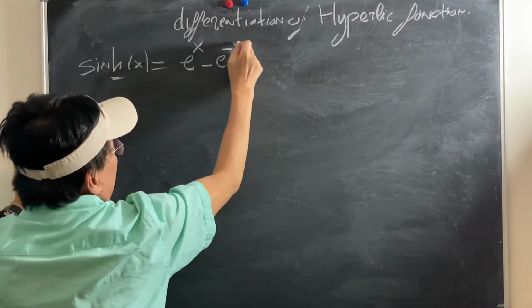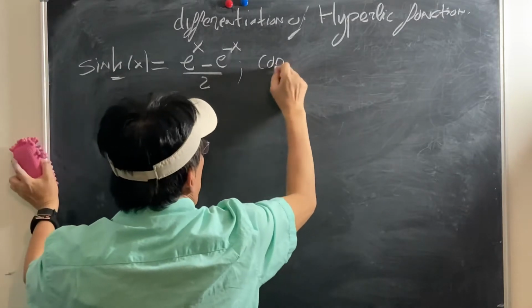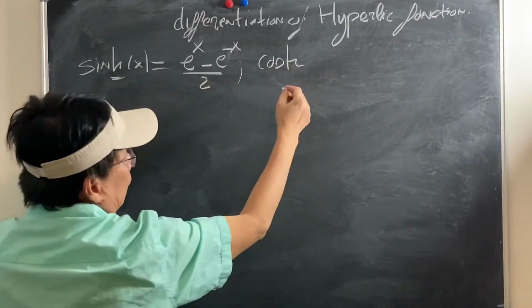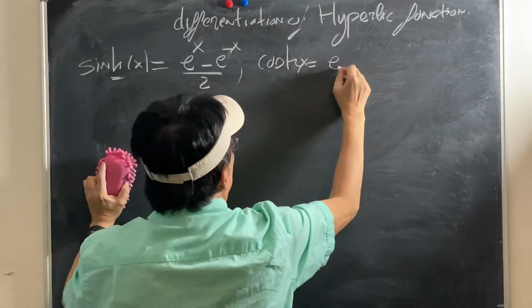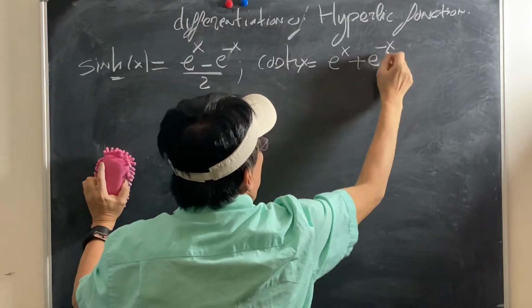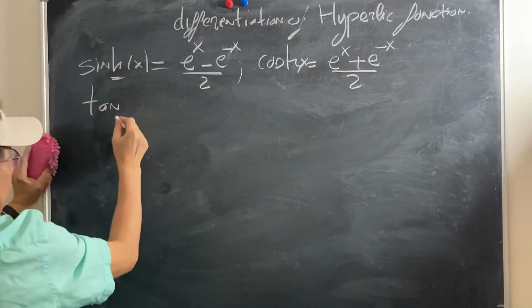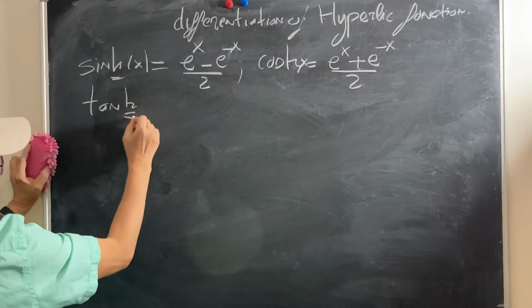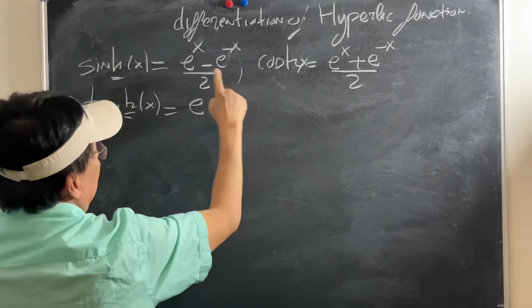and cosh of x will be equal to e to the x plus e to the minus x divided by 2, and tanh of x, remember I'm going to have an h here, is equal to sinh x divided by cosh x.